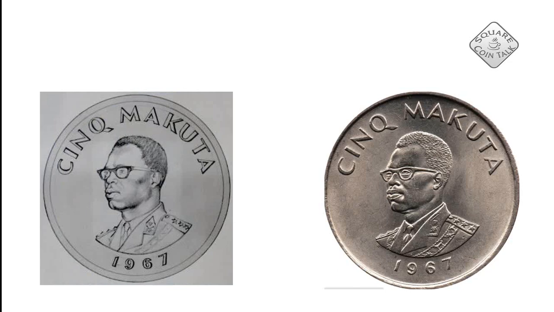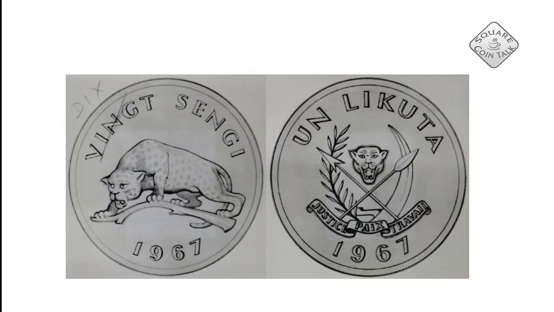And here we have his final designs that actually were made. And these were also made, except then of course that it was not 5 but 10 sengi. And this is the final coat of arms, which has justice, peace and work.